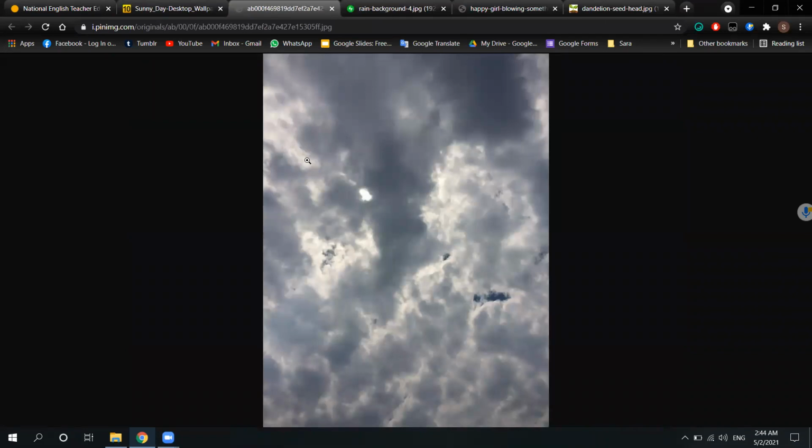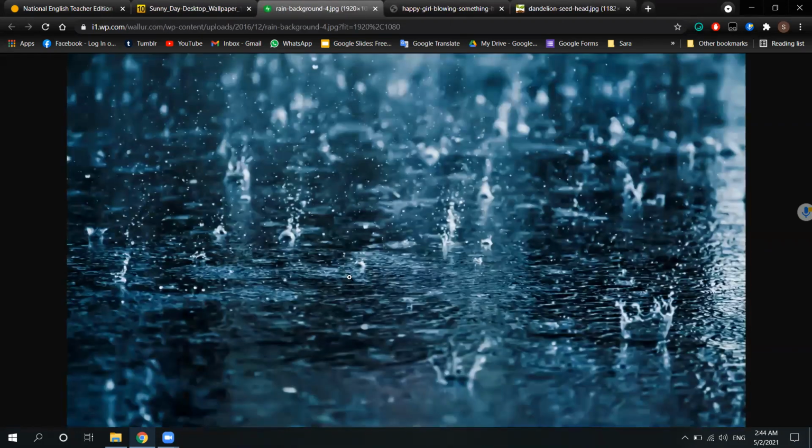When we have a huge amount of clouds outside, we call it cloudy weather. Okay, so when you see a lot of clouds outside, you will tell your mother, "Mom, it's cloudy outside." And when you notice tiny drops of water falling from the clouds, you will say that the weather is rainy, right? So you will tell your mother, "Mom, it's a rainy day," or "it's raining."